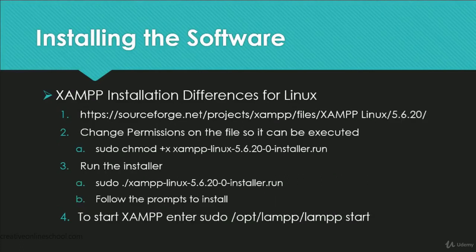If you're on Linux, then you will need to use this location for download. After downloading, you're going to need to change your permissions on the file so that it can be executed. I provided the command to do that here in Figure 2a. After that, run the installer. The command for that is in 3a. Once it's running, you can just follow the prompts to install. It should be just like the Windows version.